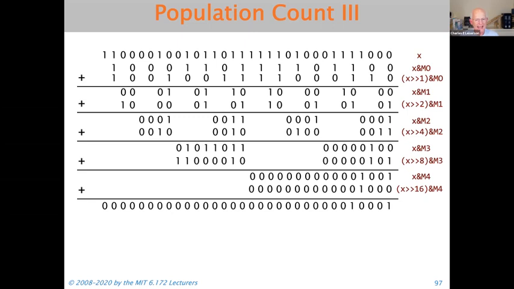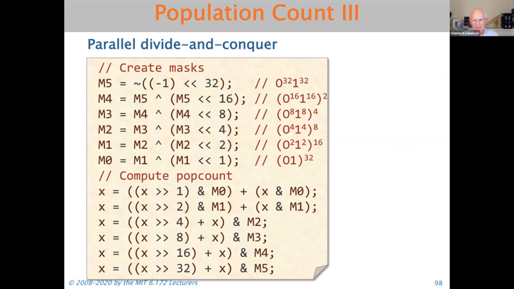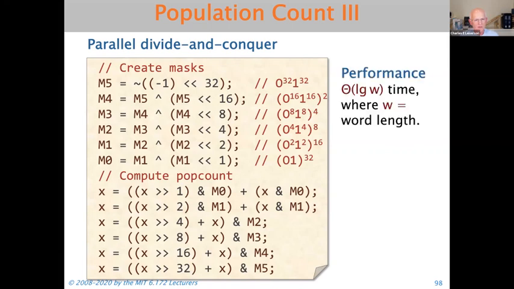But that's the result, and we have our answer 17, which if you count up is the number of ones. So this is classical parallel divide and conquer. Very clever. Now, of course, let's take a look at this code again. Here's the original code. The performance here is log W time, where W is the word length.